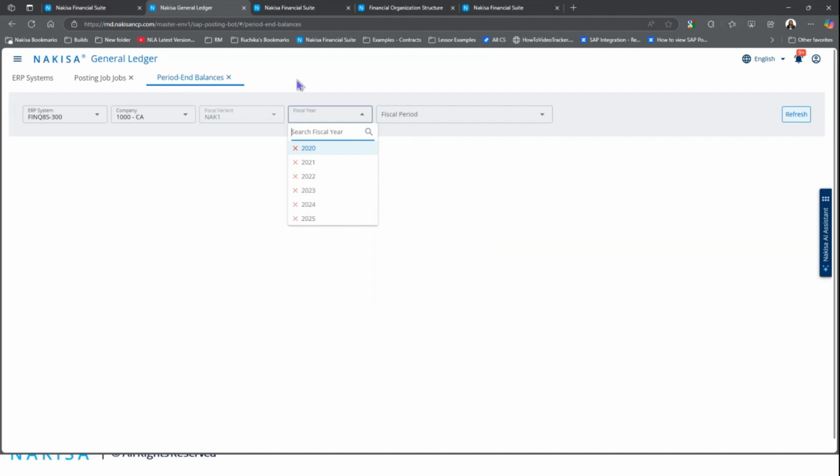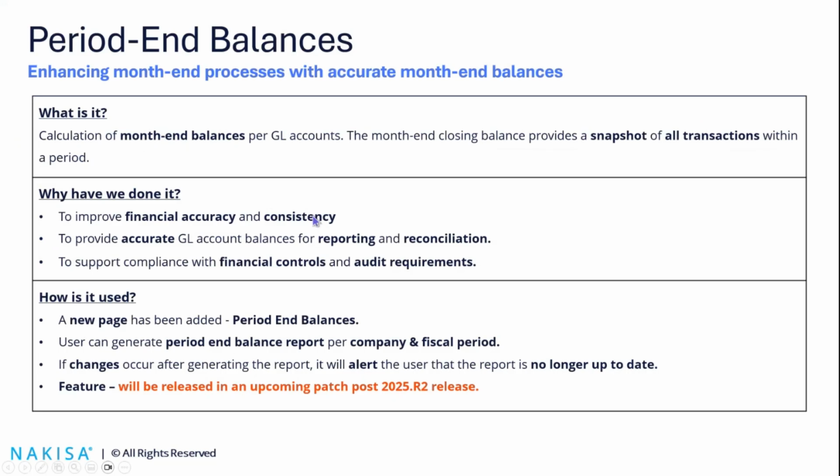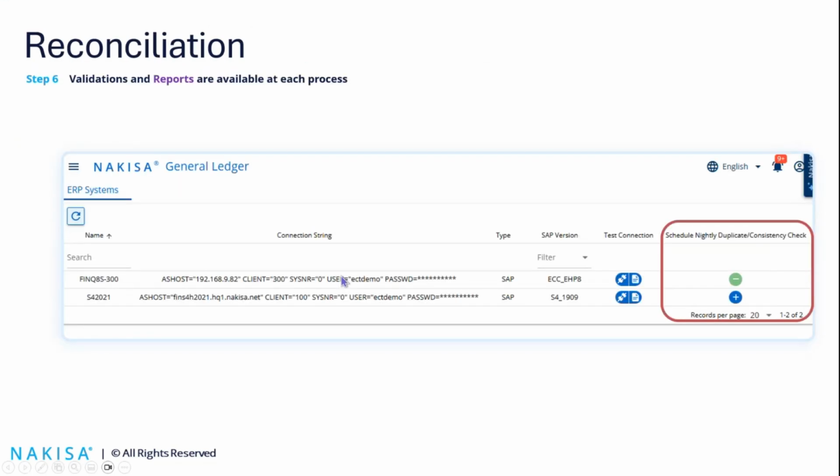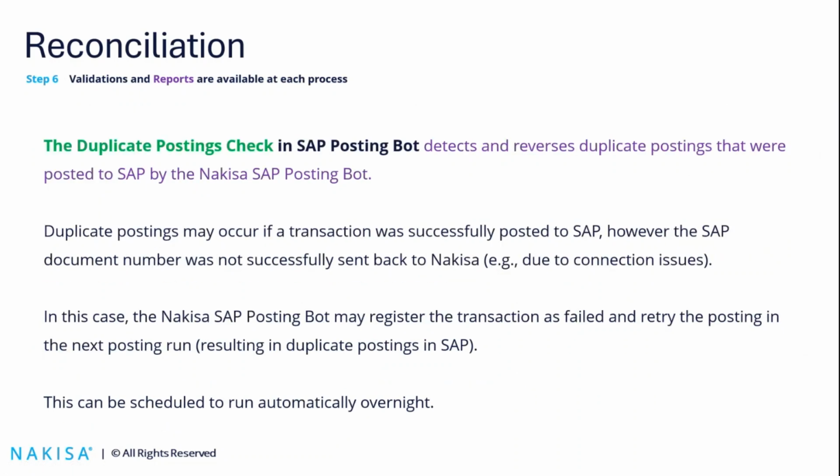But I will share, there is another video we can also share on YouTube for our period imbalances, and how you will see all the entries, all the GL account balances with the amounts per period for the selected period. That will help you in reconciling your balances from Nakisa to your SAP. So I'm going back. That's our period end balance report. I will share an example in a moment.